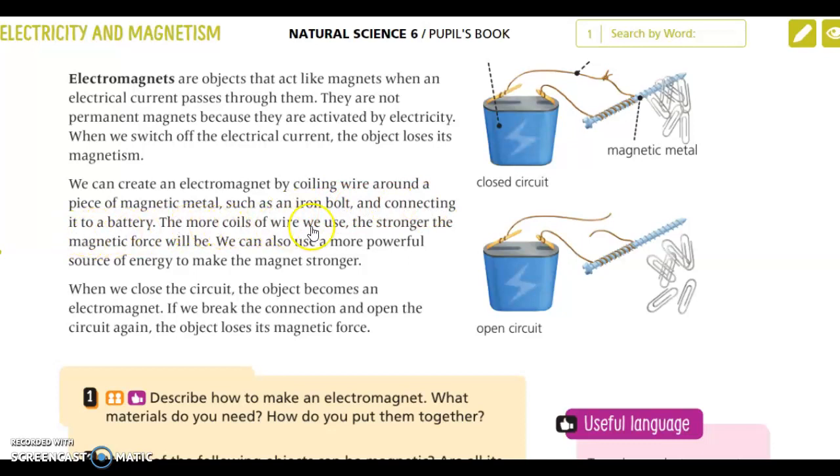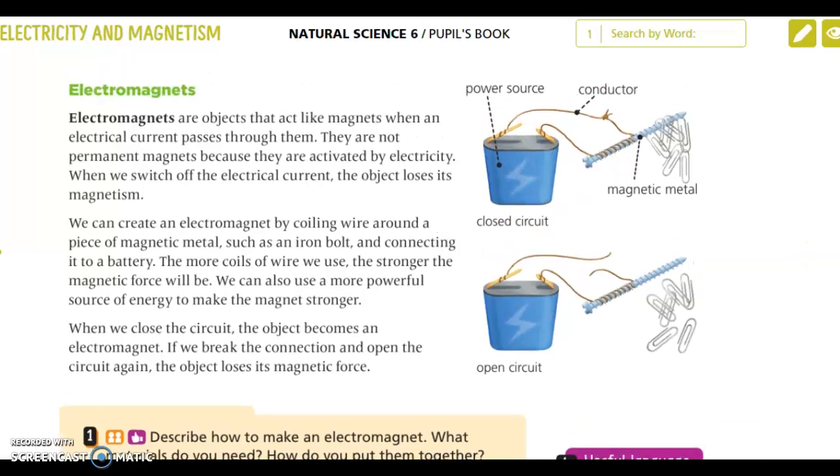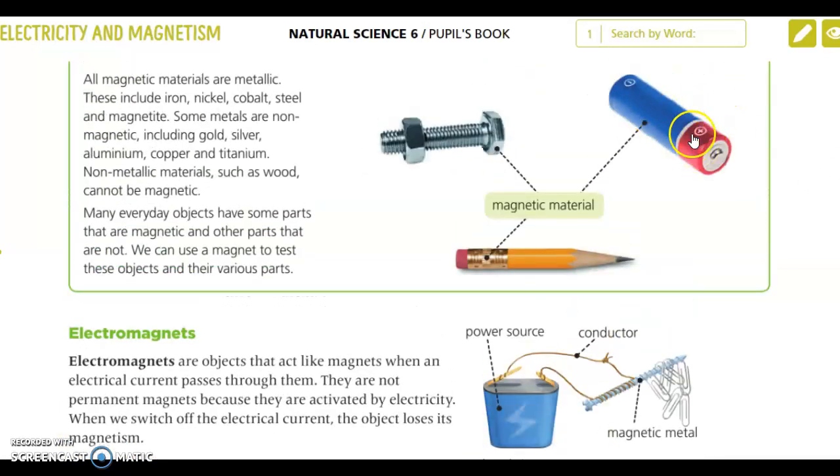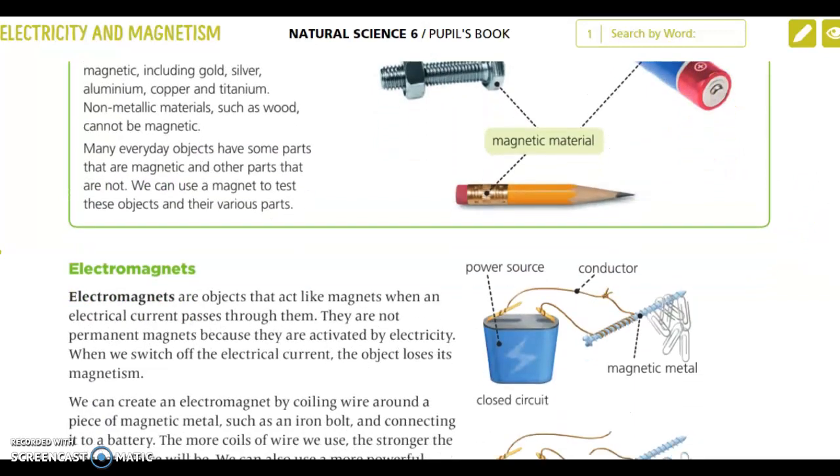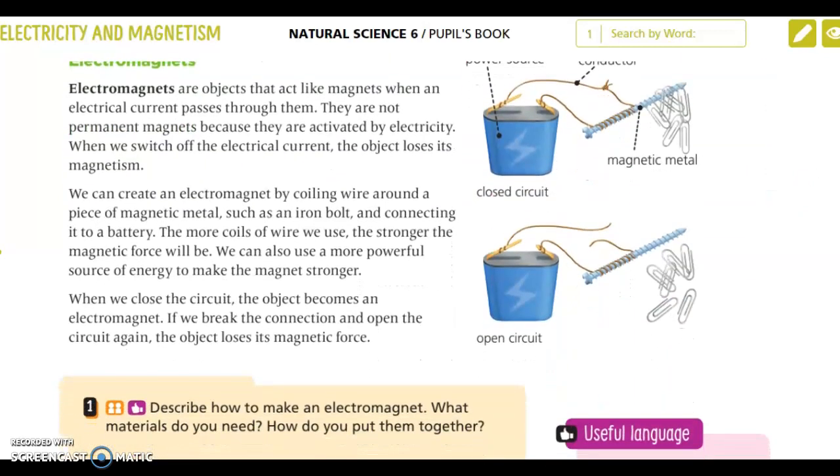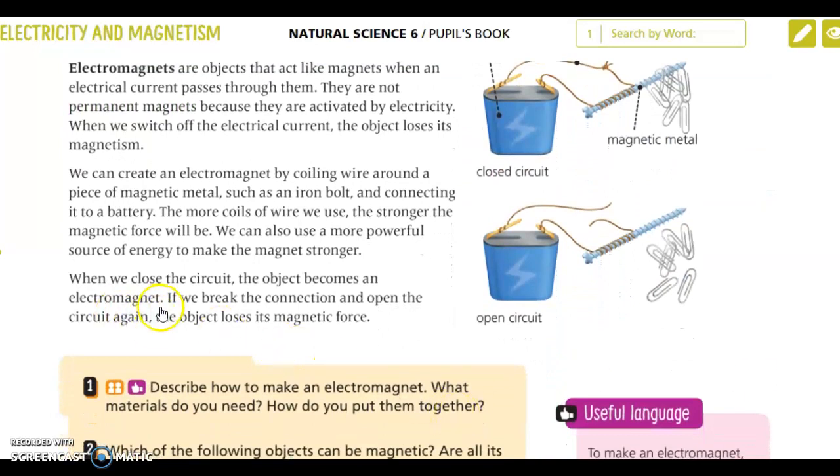The more coils of wire we use, the stronger the magnetic force will be. Okay? We can also use a more powerful source of energy to make the magnet stronger. Obviously, this battery will create a stronger, more powerful source than this battery. Okay? Good. When we close the circuit, the object becomes an electromagnet. If we break the connection and open the circuit again, the object loses its magnetic force.